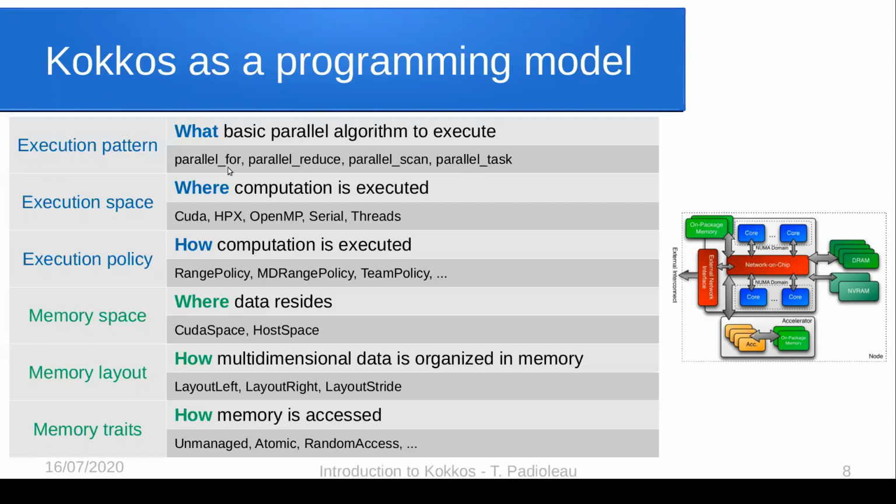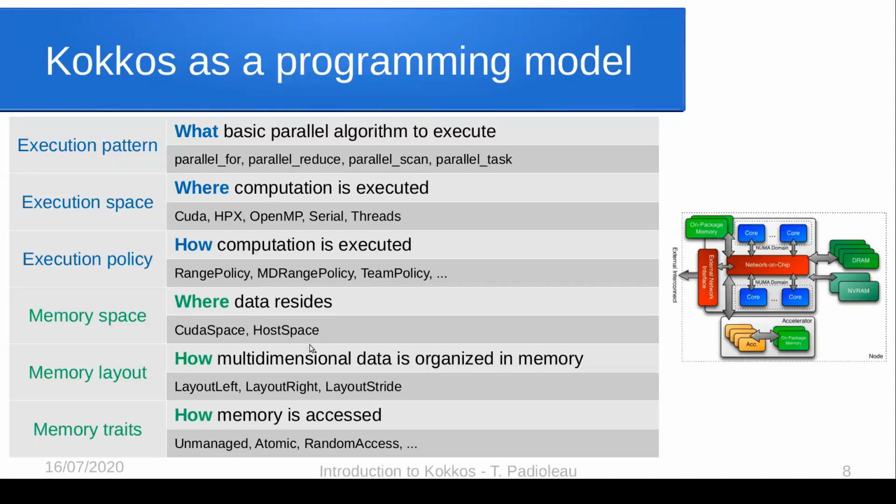Once you have chosen your basic algorithm, you have to say where the computation should take place. Depending on the compile options and some runtime choices, you can choose where your algorithm will be executed. You can also provide some execution policy, so how computation should be executed. Depending on the architecture or the algorithm, you may want to choose different execution policies.